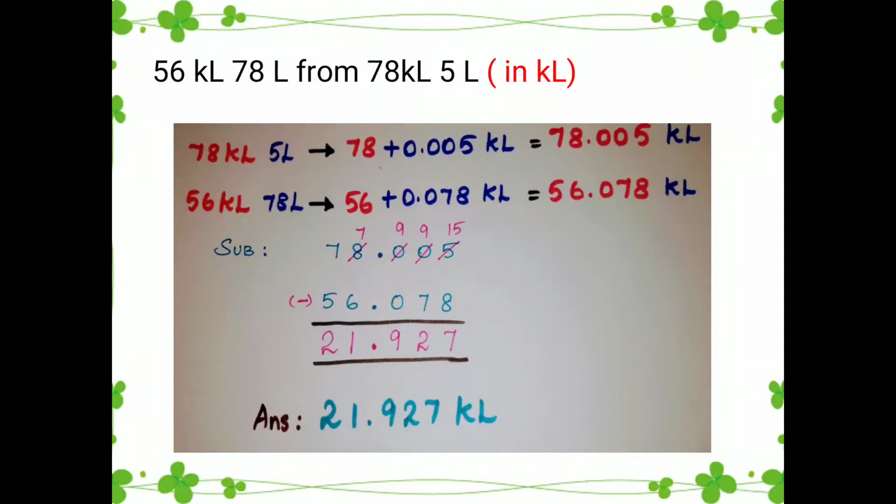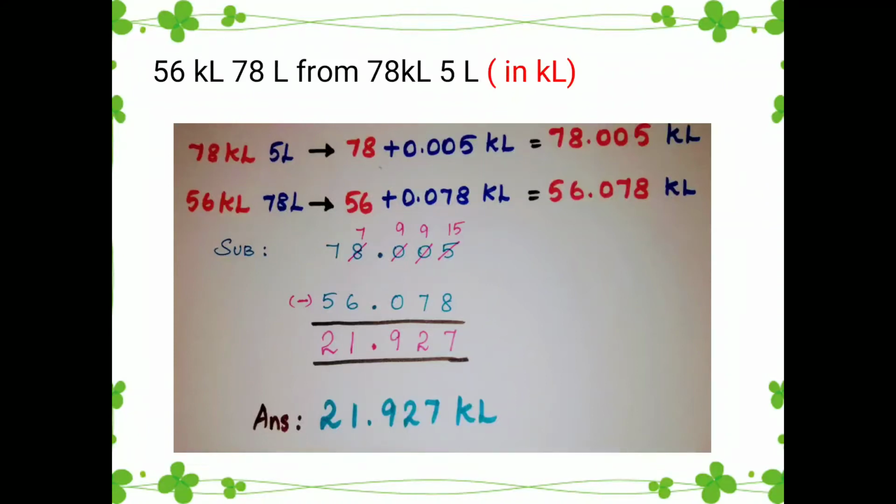The next example is 56 kiloliter. KL means kiloliter. 78 liter from 78 kiloliter 5 liter, you are going to convert this into kiloliter. So here the same thing, just write that 78 as it is, because that is in kiloliter. Then the 5 liter you can convert into kiloliter by dividing by 1000, and you will get 0.005 kiloliter. When you add, you will get 78.005 kiloliter. You have converted all into kiloliter. Same for 56 kiloliter 78 liter, you will get 56.078 kiloliter. Now we are going to subtract.